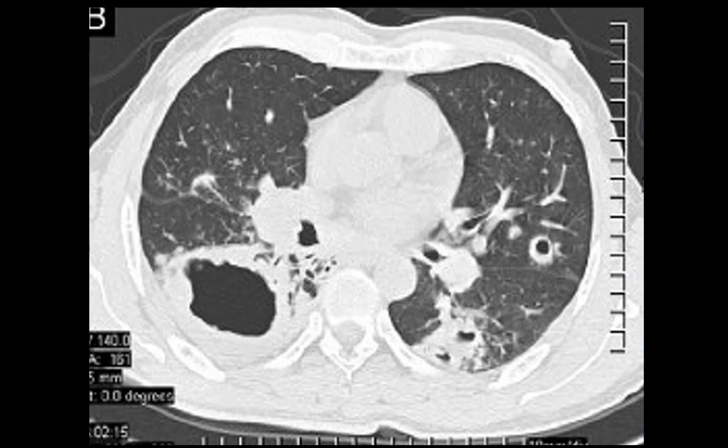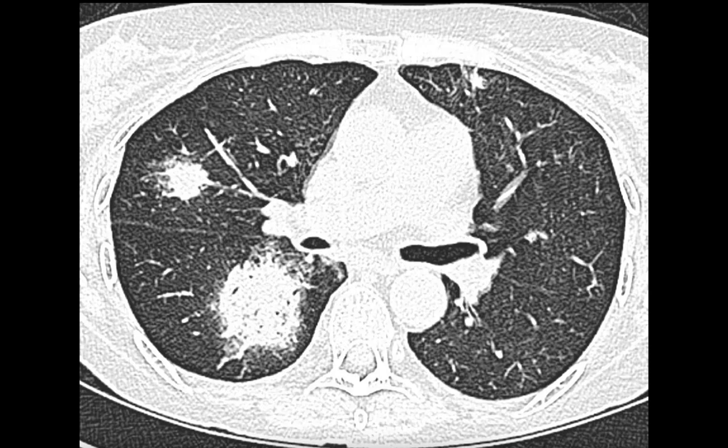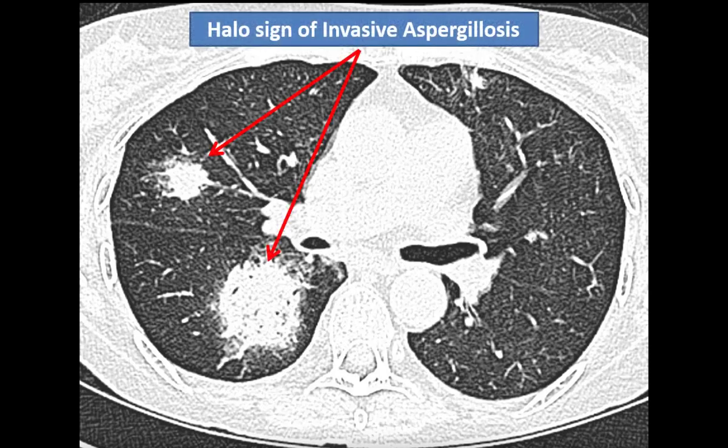What do you see here? Yeah, there are multiple cavities, one large thick walled cavity, small cavities here. What do you see here? If you see carefully, there is a hyperdensity surrounded by ground glassing. So it's a halo sign which is suggestive of invasive aspergillosis. So this is halo sign, bright density in the center surrounded by ground glassing.